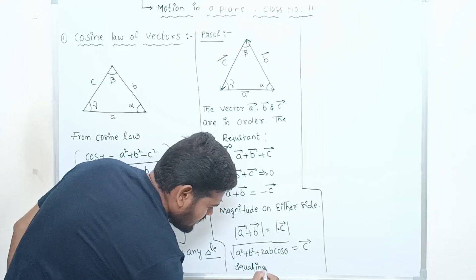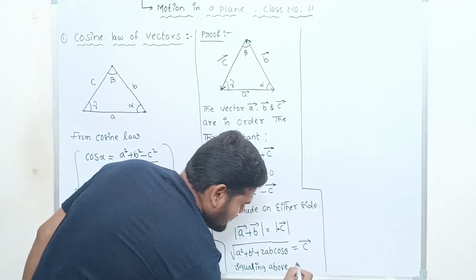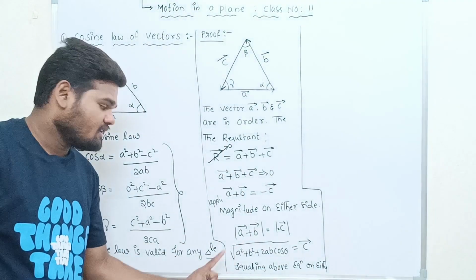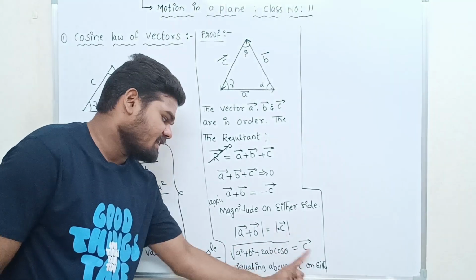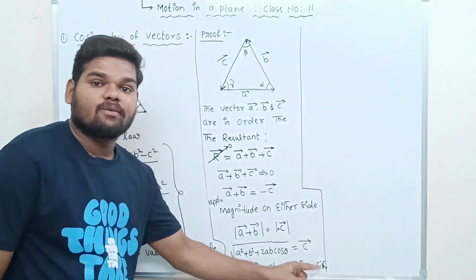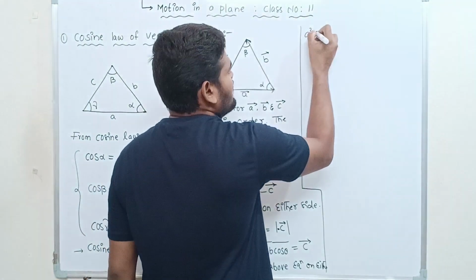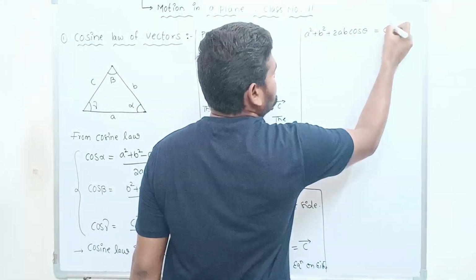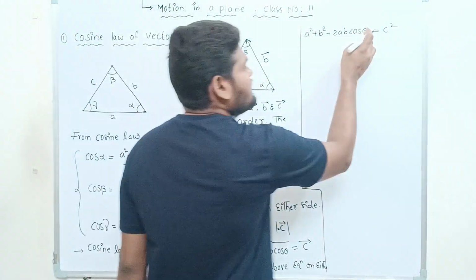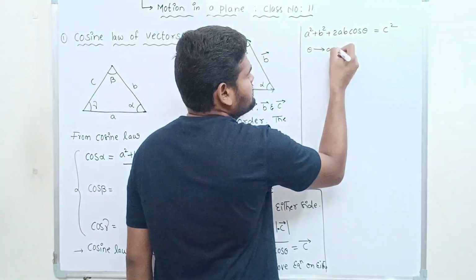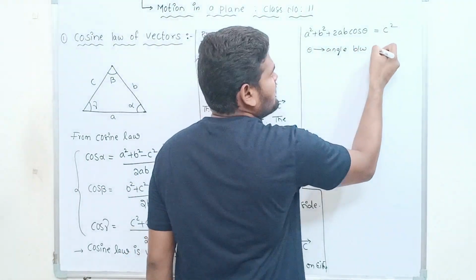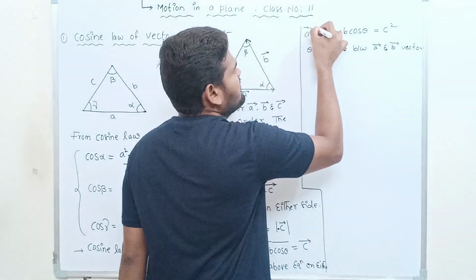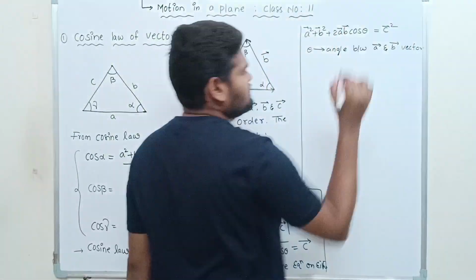Let's have a look. Squaring the above equation on either side. Whenever we do the squaring on either side, what happens? The square root gets cancelled out and C bar becomes C square. So A square plus B square plus 2AB cos theta is equal to C square. Are you getting it? What is theta here? Theta is the angle between the A bar and B bar vectors.